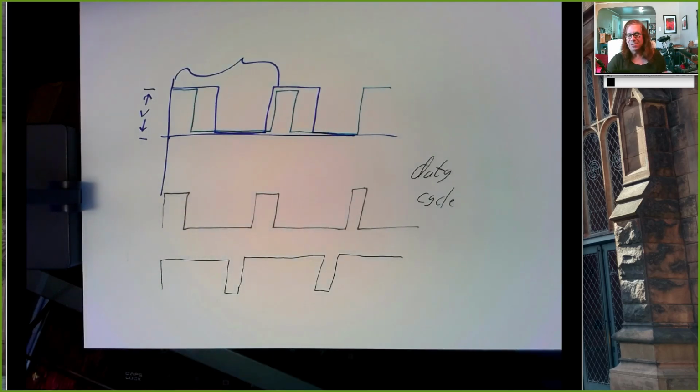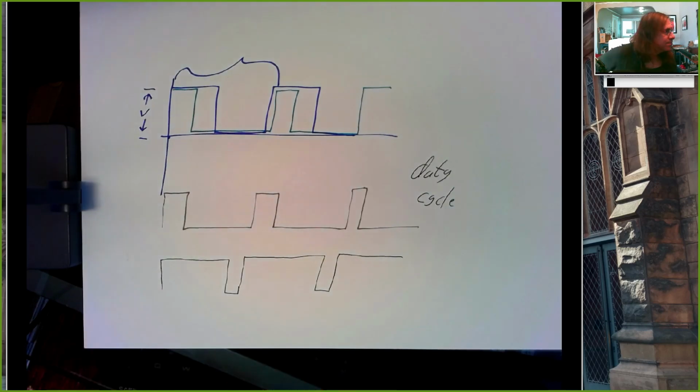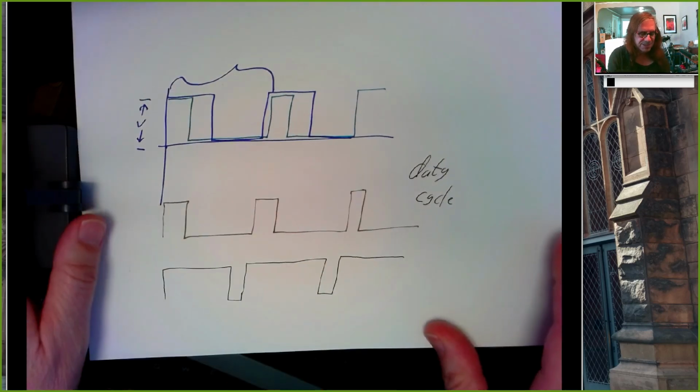This is how some of the early Sound Blaster sound cards worked, when you could hook speakers up to a computer, which was kind of crazy at the time. They pretended that they were outputting an analog signal by doing this kind of modulation. So that's what's going on with that.